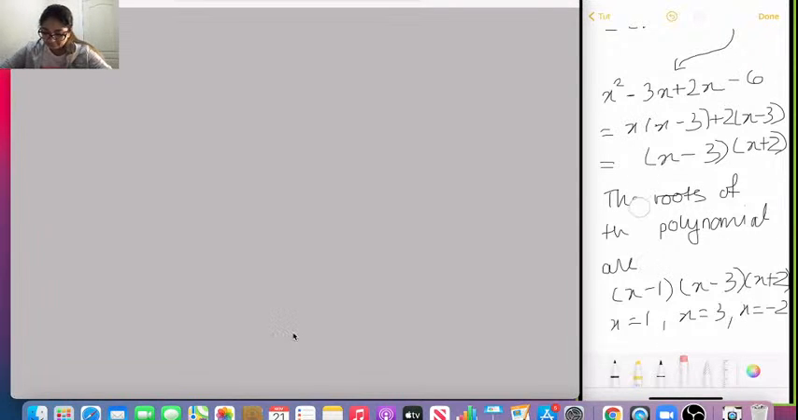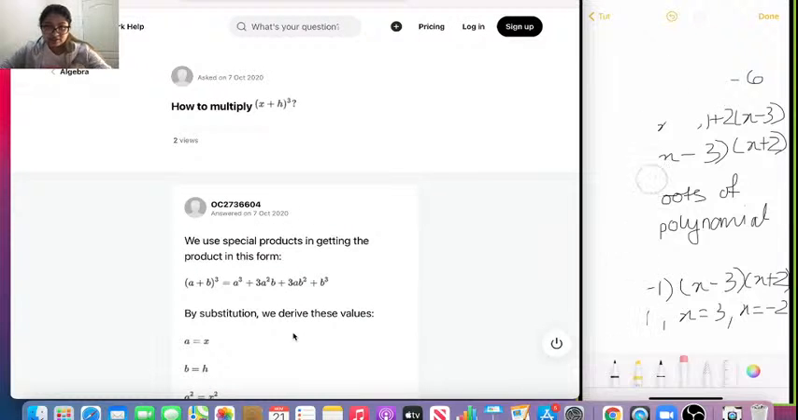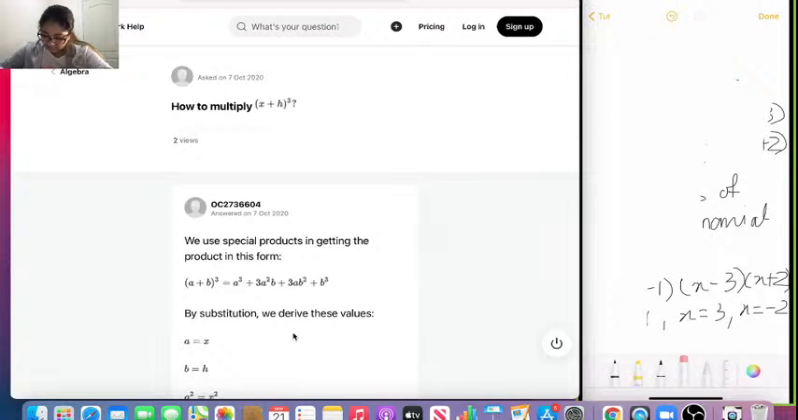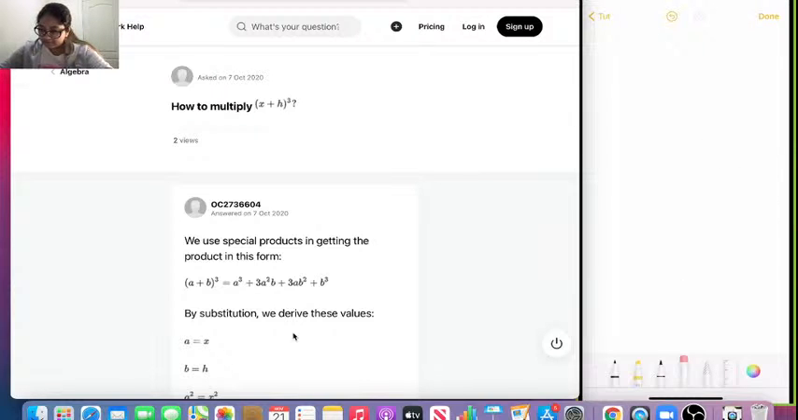Okay. So our next question says, use special products to multiply x plus h cubed. What we do here is use special products in getting the product form. Since this is a cubic, I'll just write the question down: x plus h cubed.